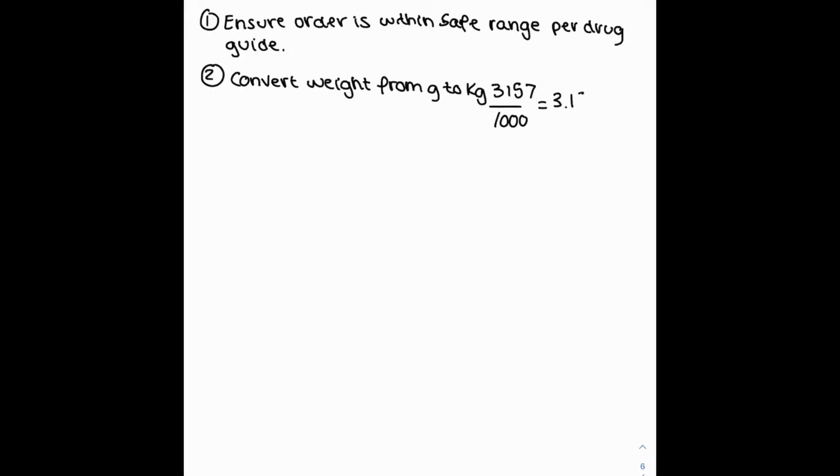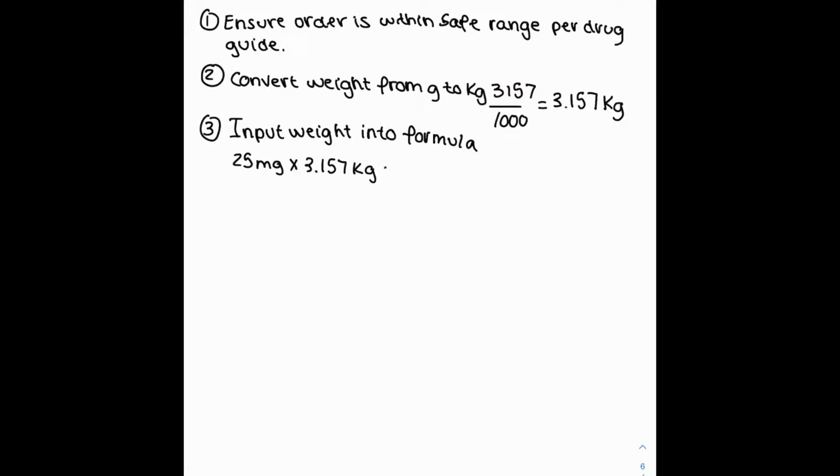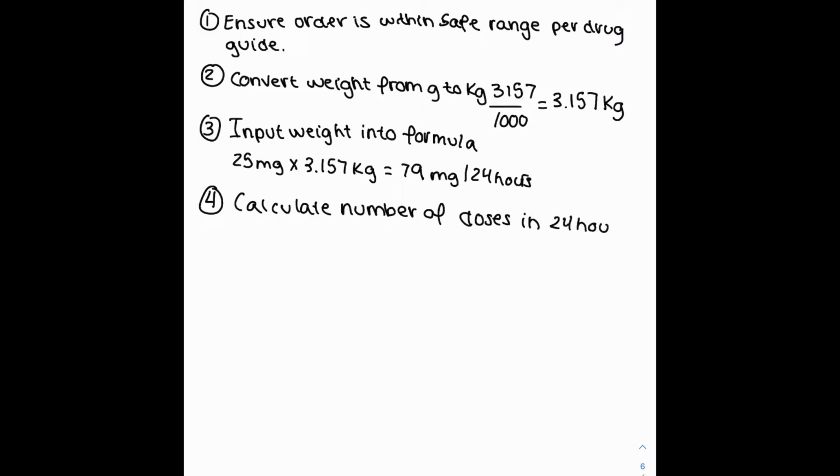Next we're going to convert our weight from grams to kilograms once again. So this is 3,157 grams divided by 1,000 results in 3.157 kilograms. And then we're going to input our weight into our formula. We're going to do so by 25 milligrams times 3.157 kilograms, which results in 79 milligrams per 24 hours. And then we are going to calculate our number of doses within our time frame of 24 hours. So we're going to have our 24 hours divided by our Q8H, and this yields 3 doses per 24 hours.